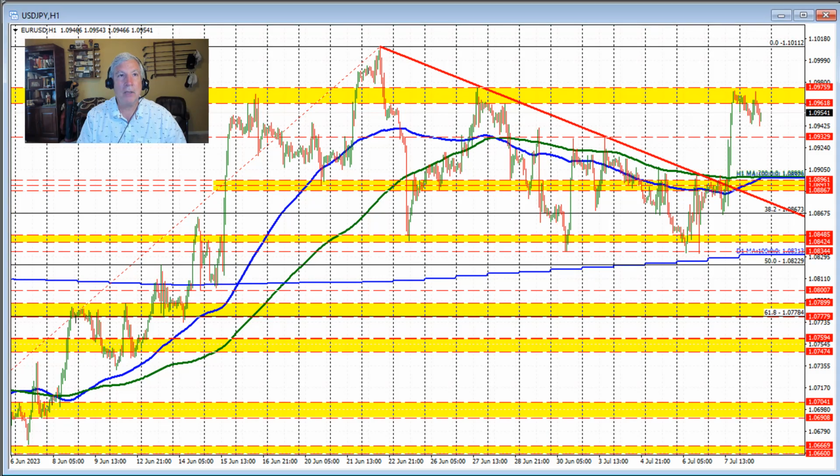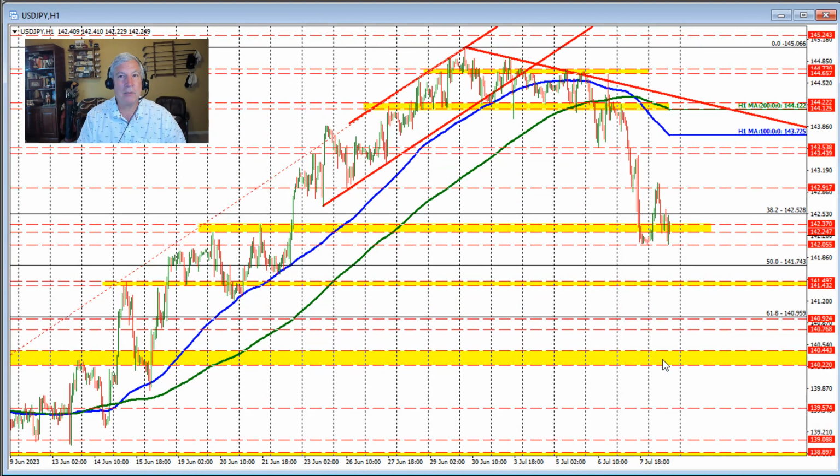Let's take a look at the dollar versus yen next. And whereas we saw the euro move to the downside and then to the upside and then to the downside, we're seeing the dollar versus yen move to the upside and then to the downside, and now a little bit to the upside here. So sort of similar price action versus the US dollar.